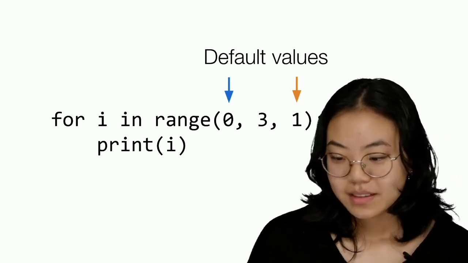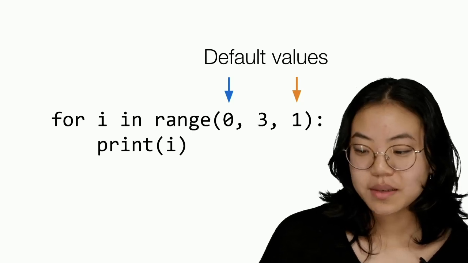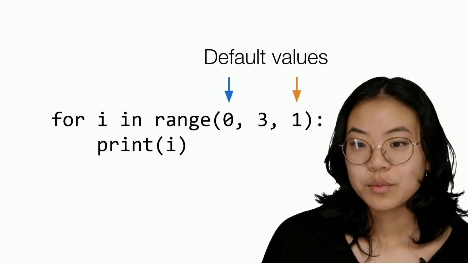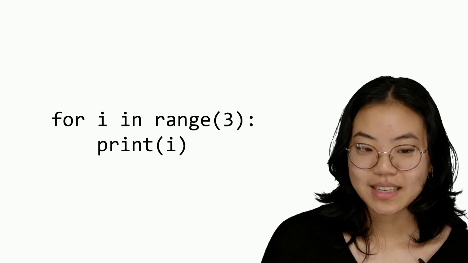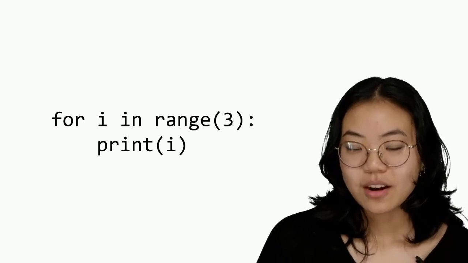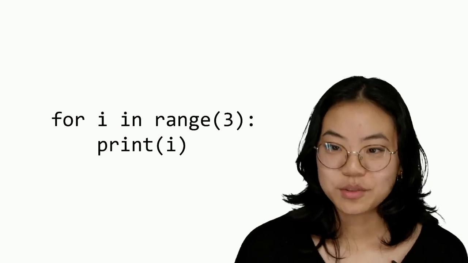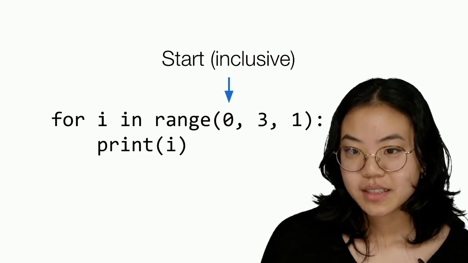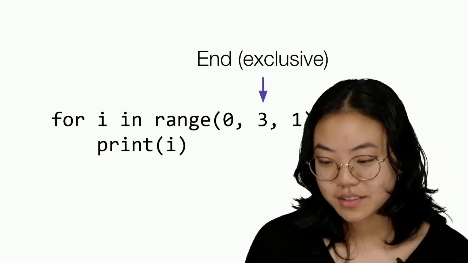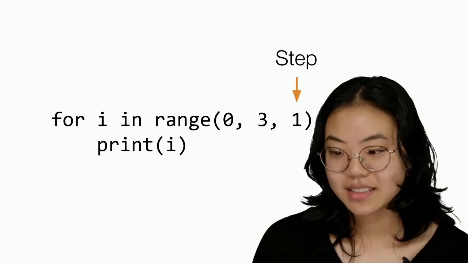So range 0, 3, 1 will do the exact same thing as range 3, since that 0 and the 1 are assumed by default. However, if you wanted to, you could also change them. So that start is inclusive, the end is exclusive, and then this is the step.